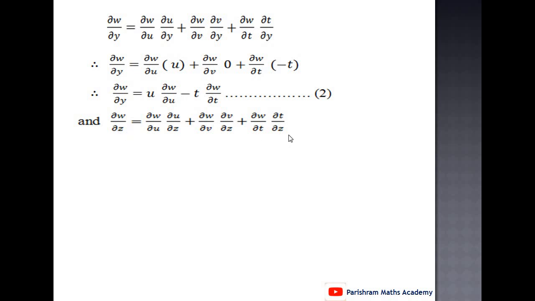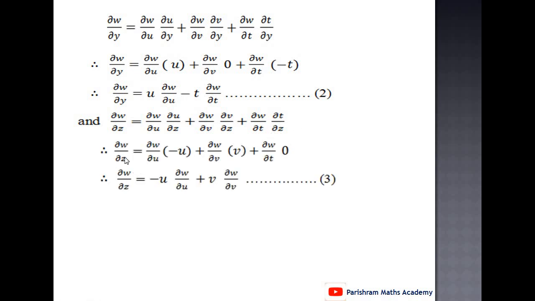And then we can find the derivative of w with respect to z. Apply the same chain rule here: ∂w/∂u into ∂u/∂z plus ∂w/∂v into ∂v/∂z plus ∂w/∂t into ∂t/∂z. Then we can put in the values of ∂u/∂z, ∂v/∂z, and ∂t/∂z. We get ∂w/∂z = −∂w/∂u + v ∂w/∂v, equation number 3.